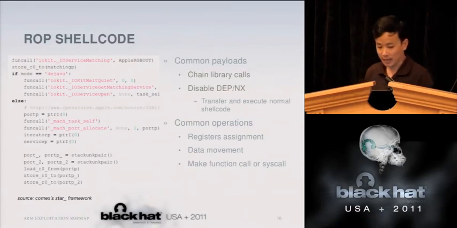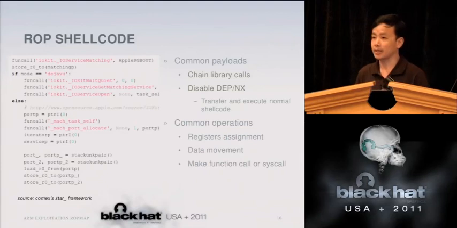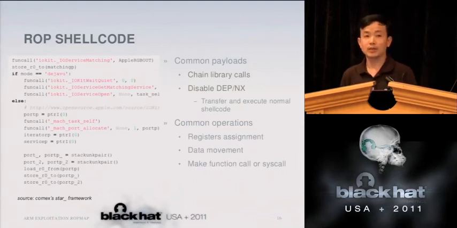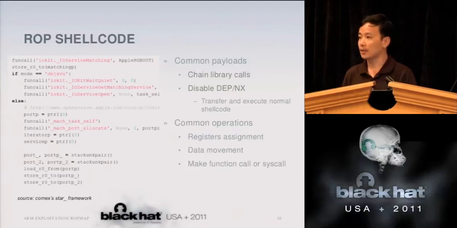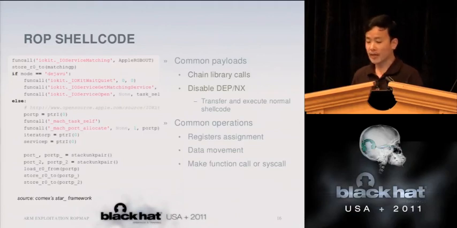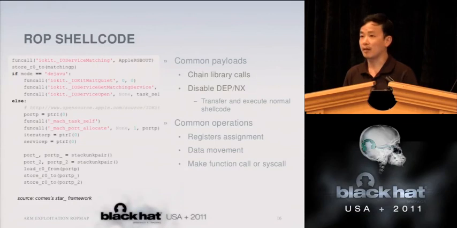And from our observation, the common operation for ROP shellcode is just register assignment. So just load a register with a value, and data movement, like when you want to make a parallel stack for your data preparation purpose. So you just need a data movement instruction. And finally, making a function call or system call. And that's enough to write the ROP shellcode.